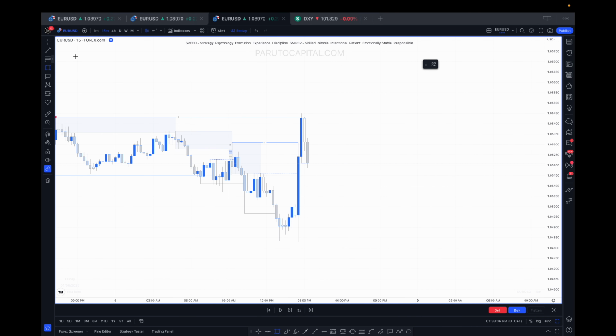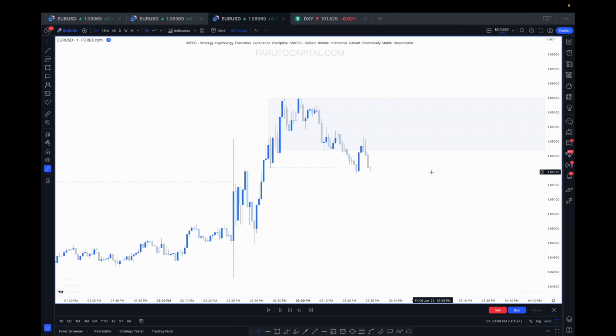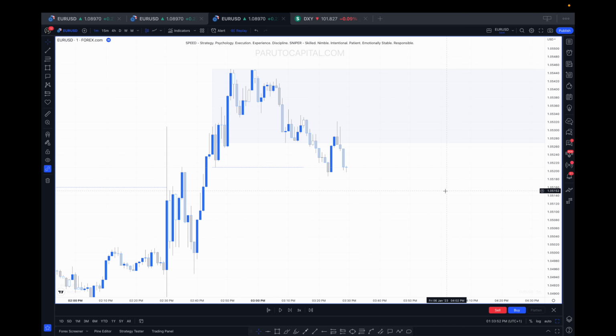Now this is of course very subtle. We can draw that. So we'll have this zone. So let's see if price returns into that zone and gives us a sell, right? So we're here. So let's see what we get.